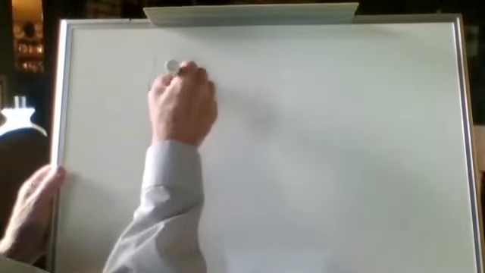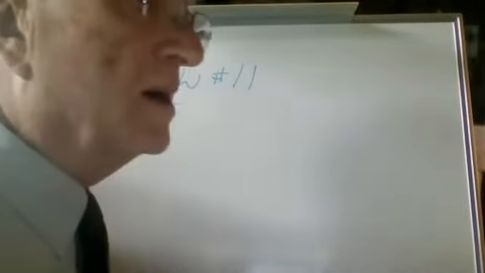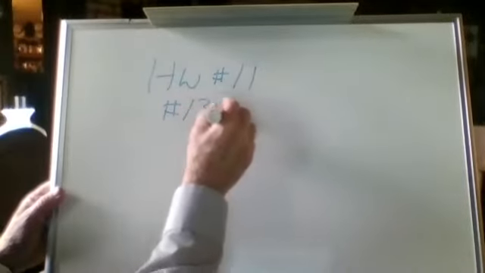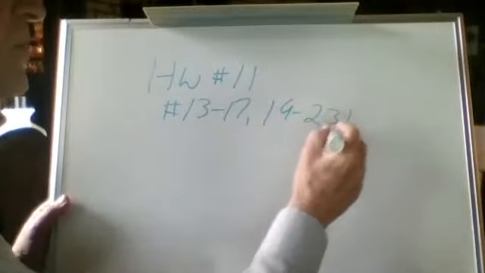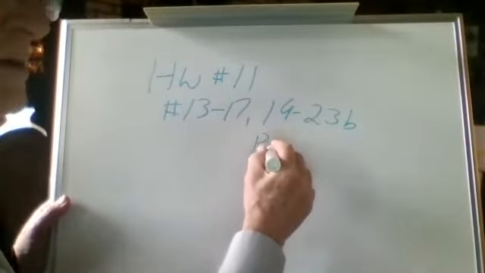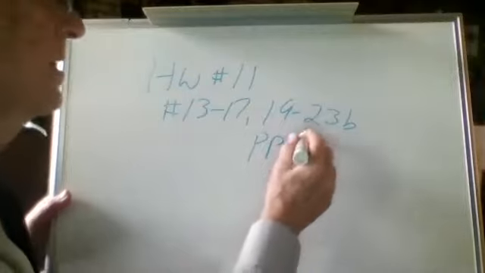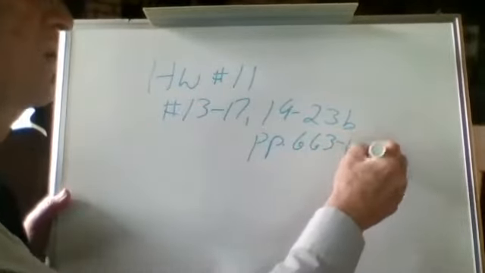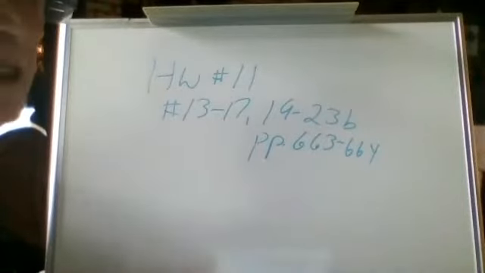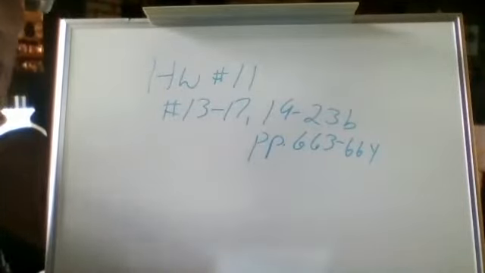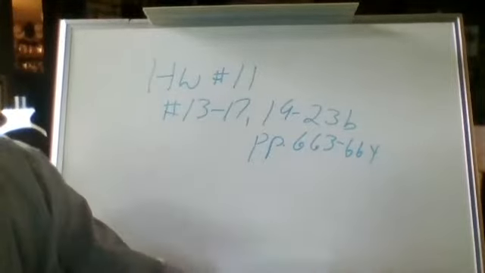So this is homework number 11. Okay, which is number 13 through 17, we're going to skip 18, 19 through 23B, we're not going to do part C. And this is all on pages 663 and 664. Now, of course, this is listed in the Google Classroom on this assignment. It tells you this assignment is also in RenWeb, so nothing new there. All right, so pause or whatever, get your paper ready.